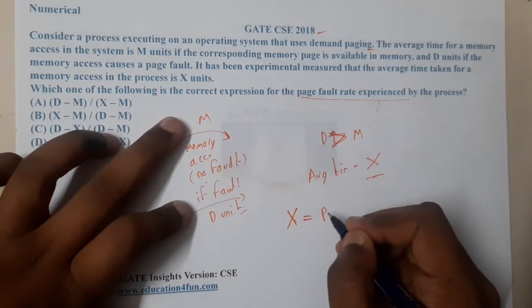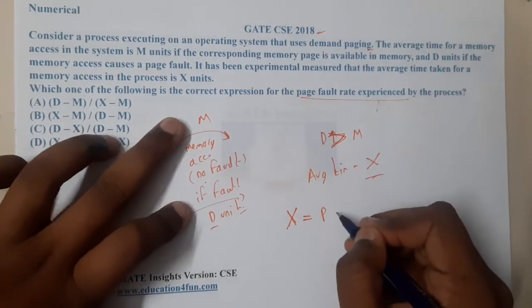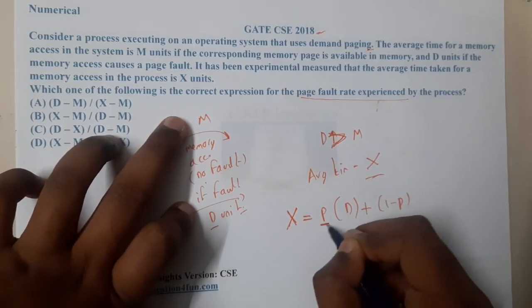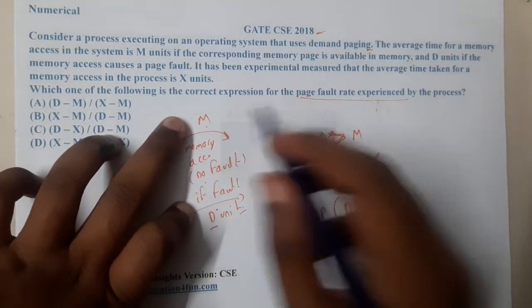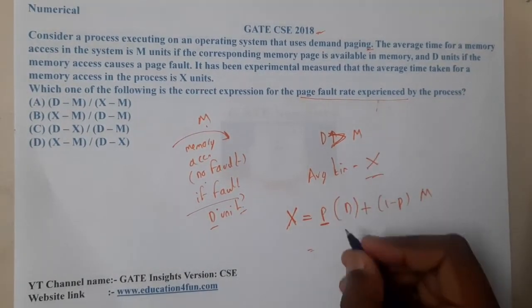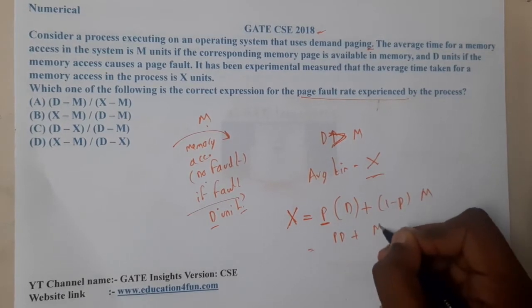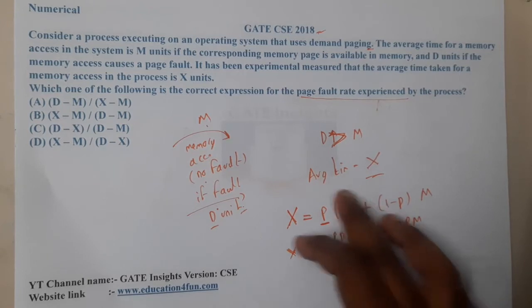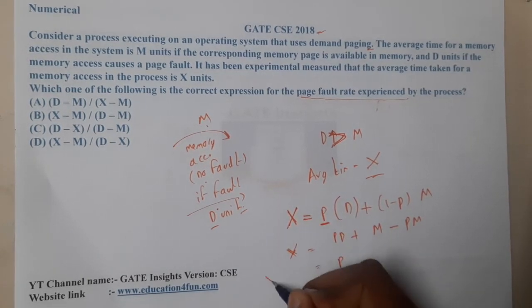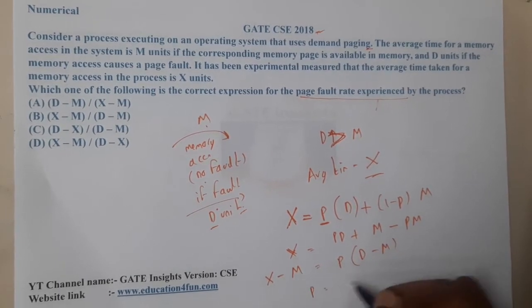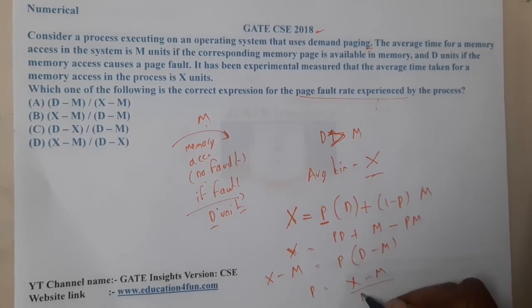Among m and d, if there is a page fault, d will be the time. So it is p into d plus (1 minus p) into m, because p is the probability for page fault and 1 minus p is for no page fault. This equals x. So pd plus m minus pm equals x. As we want the p value, let us send m to this side. I can take p common: p into (d minus m) equals x minus m. So p is equal to (x minus m) divided by (d minus m).